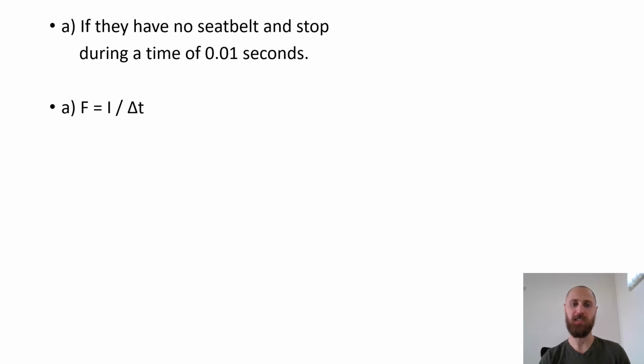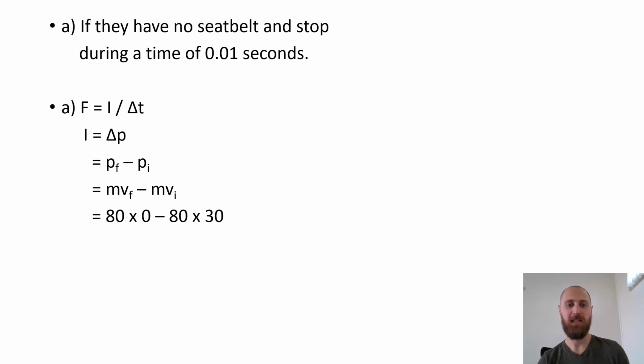So what we're interested in is calculating the force on the person, and that's what we're going to do. Force is impulse divided by time from our earlier equation. Impulse is change in momentum, so we'll approach that first. Change in momentum, final momentum, take away initial momentum. Final momentum is mass times final velocity. Initial momentum is mass times initial velocity. The final velocity is 0. The initial velocity is 30. We do a calculation and we get out negative 2,400 kilogram meters per second. So that's our impulse, our change in momentum.